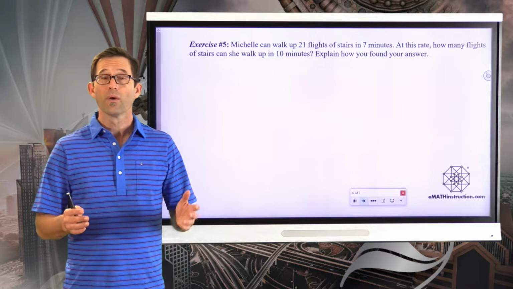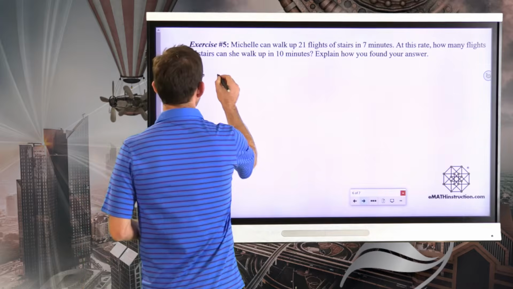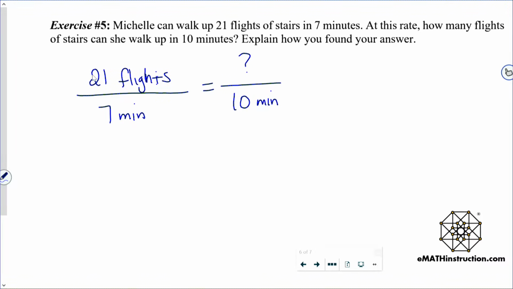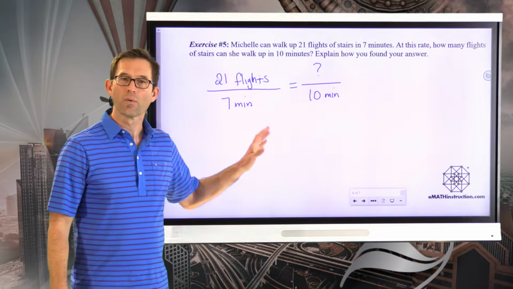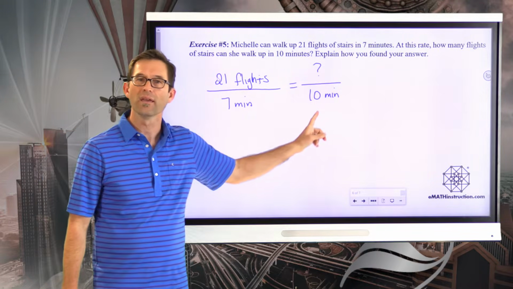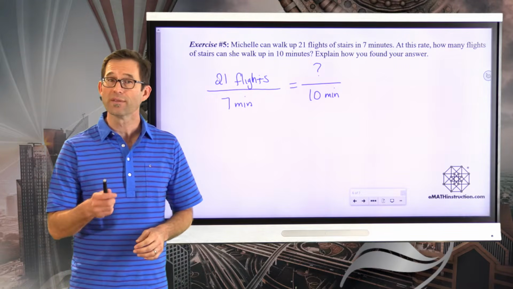All right, well, one way to approach this problem would be to use equivalent ratios, right? And we would do something like this. We might say 21 flights divided by 7 minutes equals, and then 10 minutes down here, and a question mark up here, right? The problem with trying to use an equivalent fraction in this case is it's kind of hard to think about what we have to multiply 7 by in order to get 10. It's just a little bit of a challenge, right? And this is where unit rates can really help us.